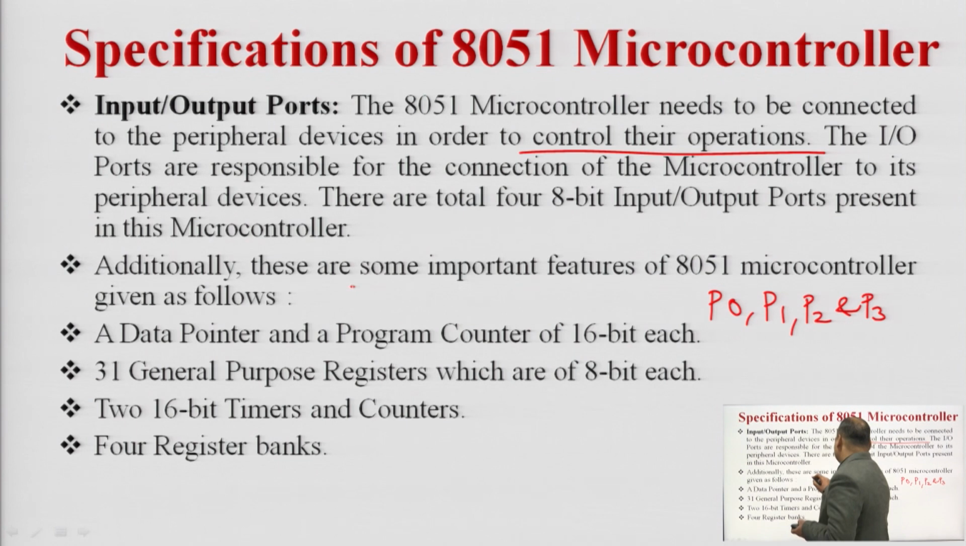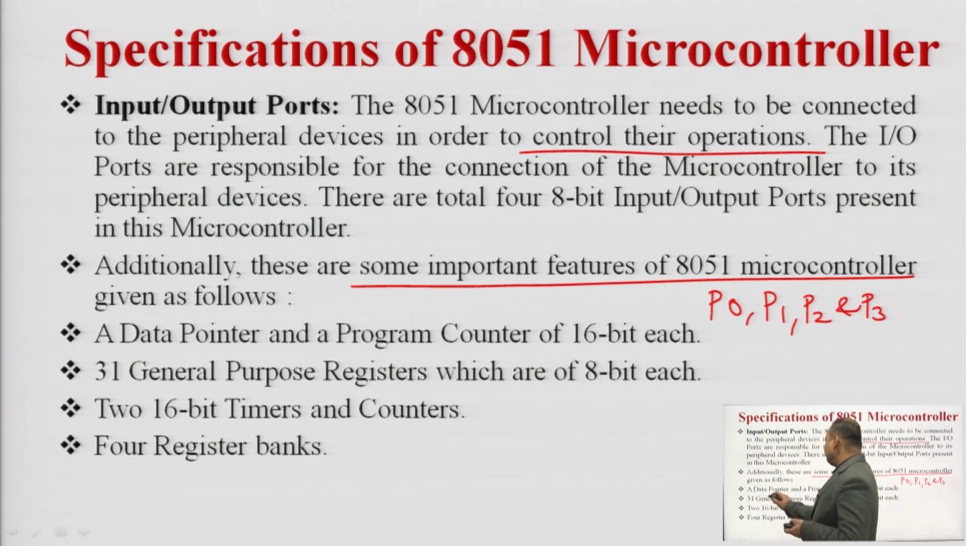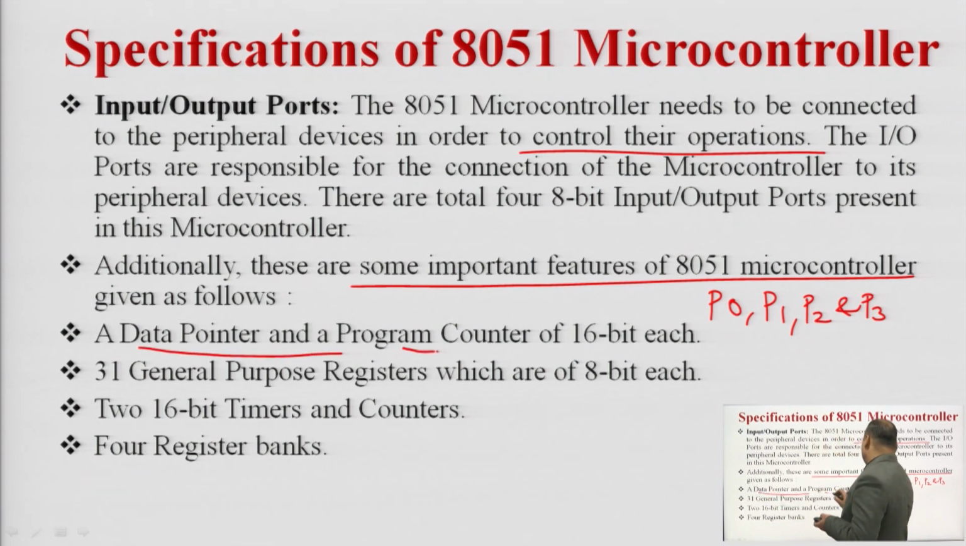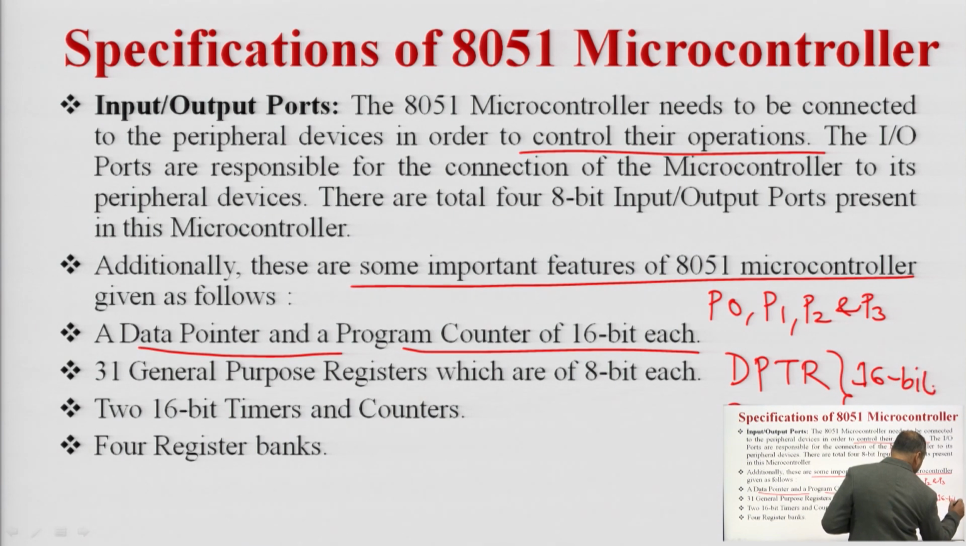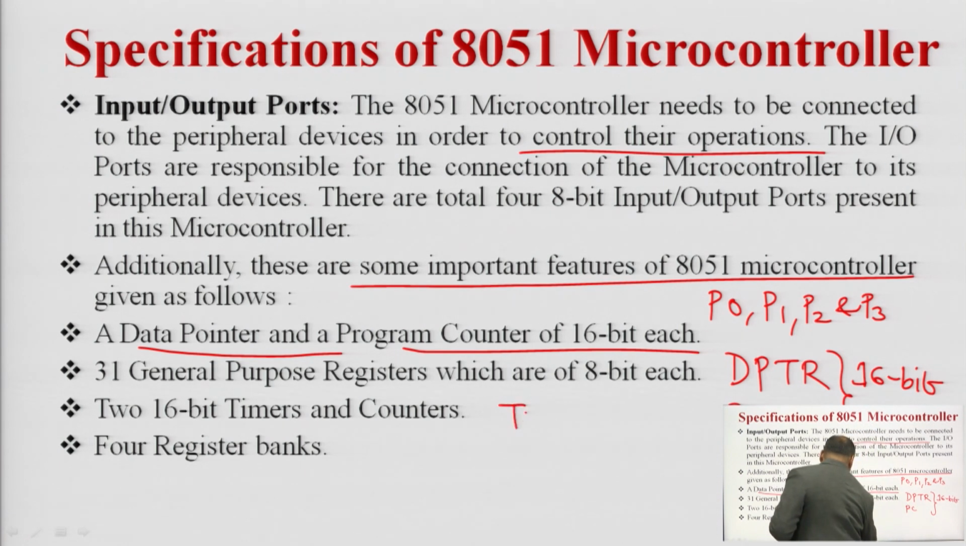Additionally, some important features of the 8051 microcontroller are as follows: a data pointer and a program counter of 16 bits. In the 8051 microcontroller we have the 16-bit data pointer register, DPTR, and the program counter register. Both registers are 16-bit. Then we have two 16-bit timer and counter registers.